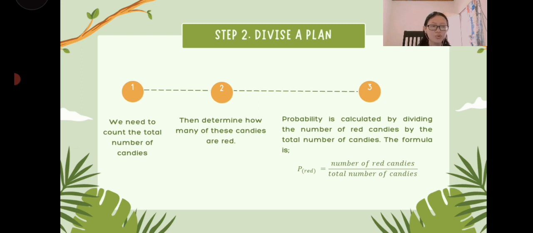We only need to calculate the number of candies for each color, sum them up to get the total number of candies, and then divide the number of red candies by the total candies to determine the probability. Okay, next slide.